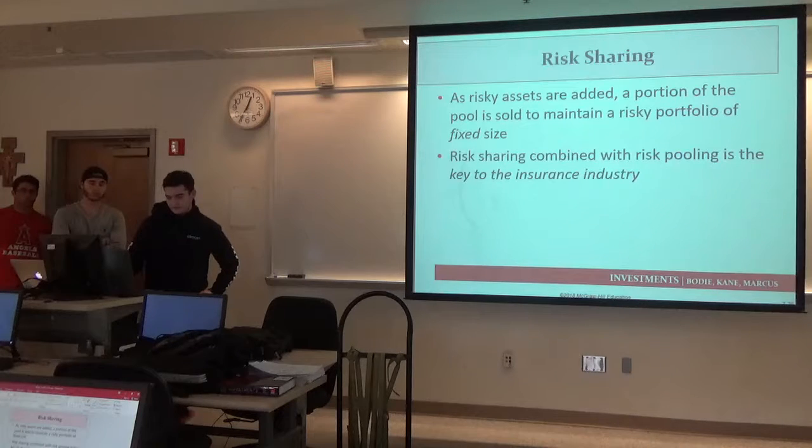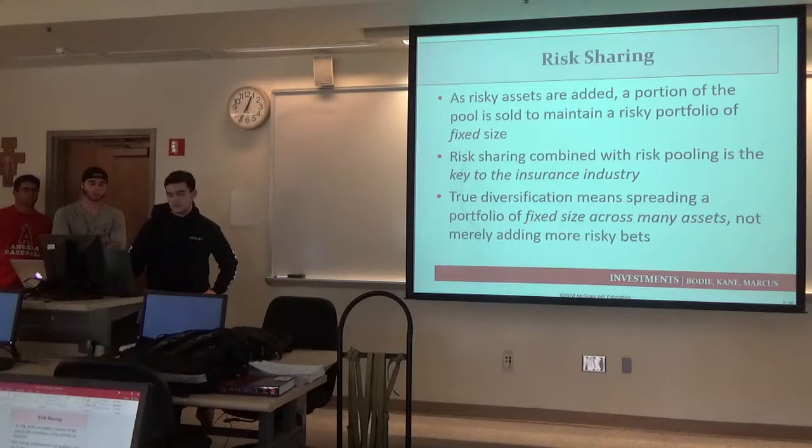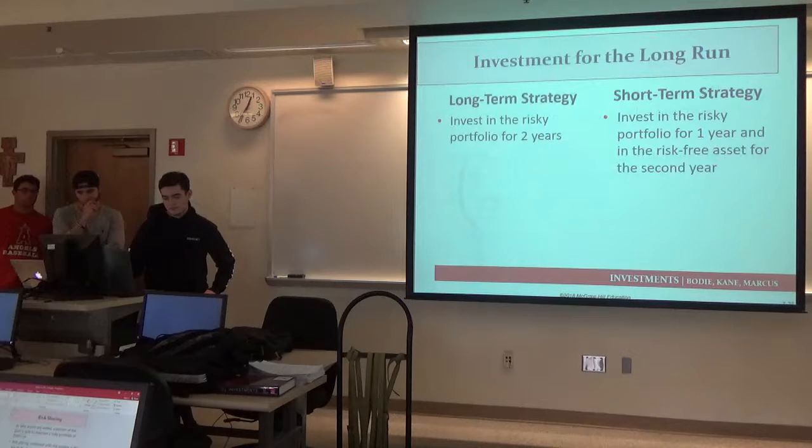So, as risky assets are added, a portion of the pool is sold to maintain a risky portfolio's fixed size. So risk sharing combined with risk pooling is the key to the insurance industry. True diversification means spreading a portfolio of fixed size across many assets, not merely adding more risky bets.